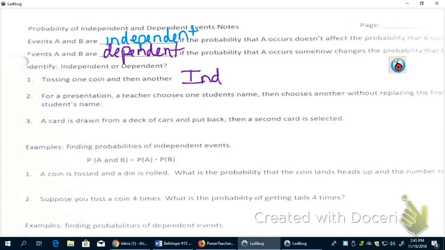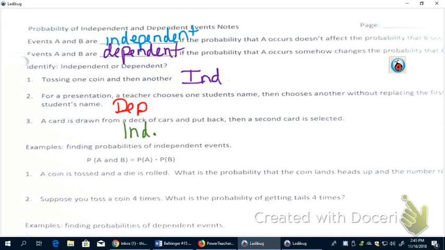For a presentation, a teacher chooses one student's name, then chooses another without replacing the first student's name. Dependent. If the number of people or drinks or whatever it is that you're going to look at changes, then it's dependent. A card is drawn from a deck of cards, put back, then a second card is selected. Independent because I put it back. Does that make sense?